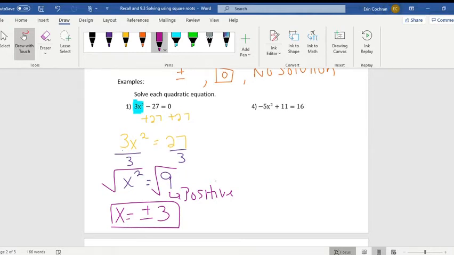So you could either write it as plus or minus 3 or x equals 3 and x equals negative 3. So my parabola would cross the x-axis at 3 and negative 3. Let's go ahead and do number 4 here.